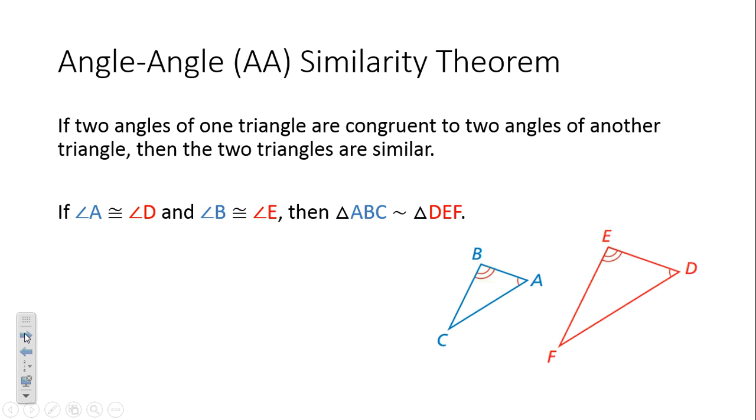When we're writing those similarity statements, we have to be very careful about the order in which we write them. So if angle A was congruent to angle D and angle B was congruent to angle E, then those two triangles will be similar. And you can write them in many different ways, but we're saying triangle ABC. That means that we have to go to the same angles on the other triangle, similar to triangle DEF.